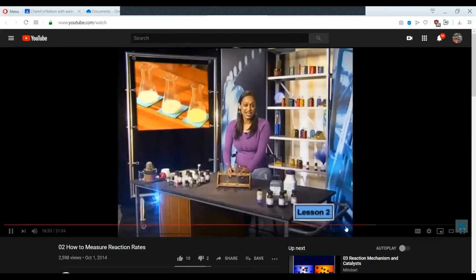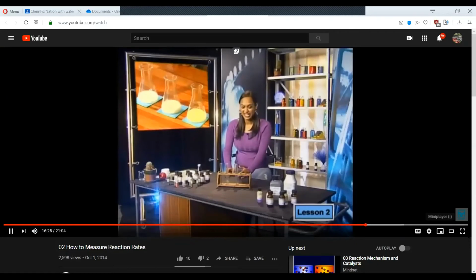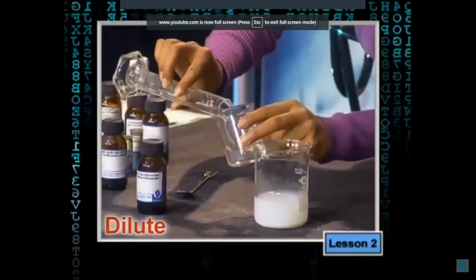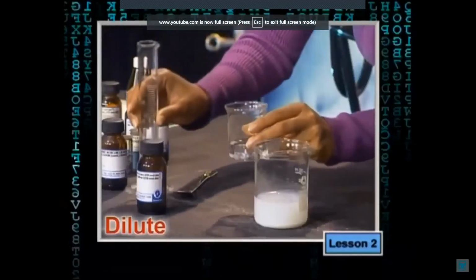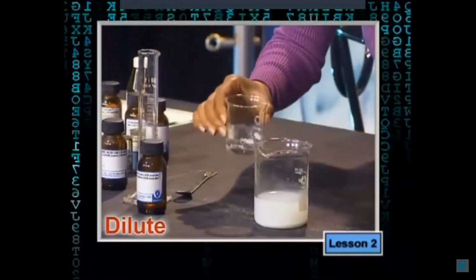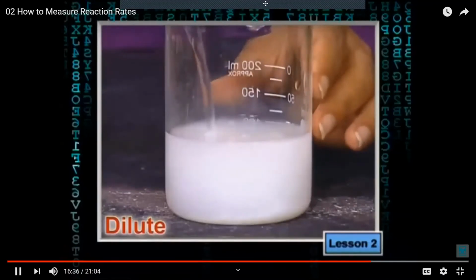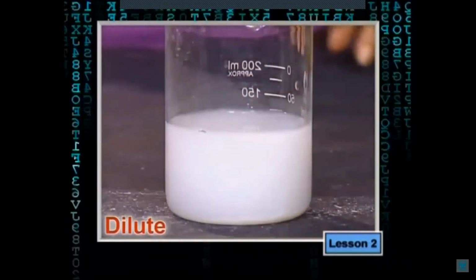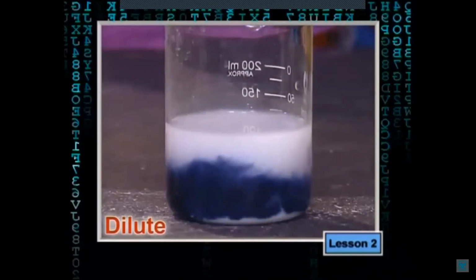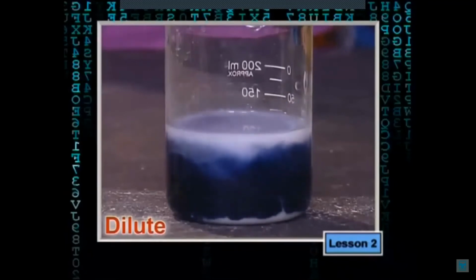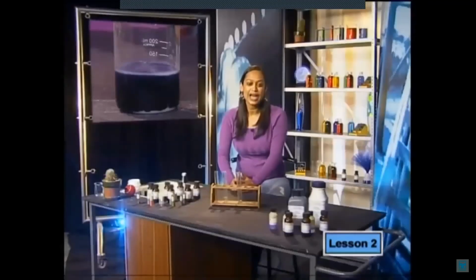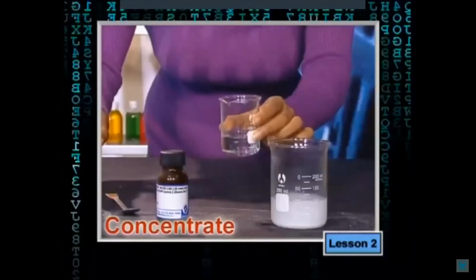Faster the color changes, the faster the reaction. Let's look at the iodine clock experiment to see how the color change shows the rate of the reaction. The reaction happens faster with more concentrated solutions.